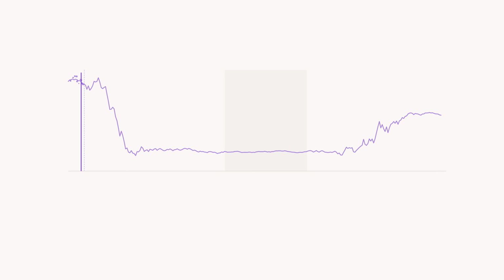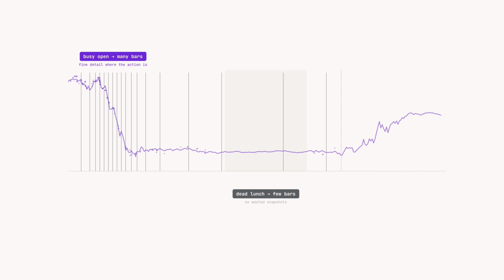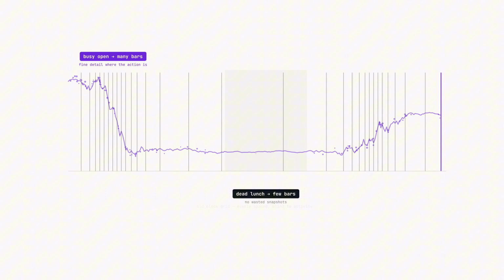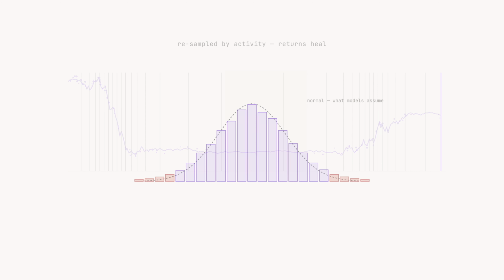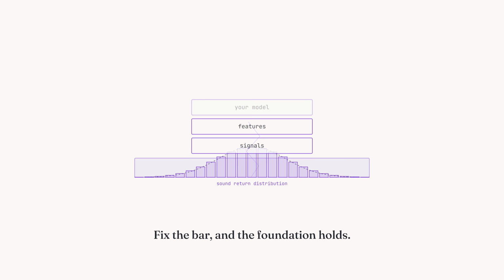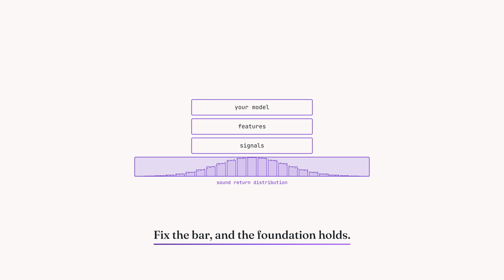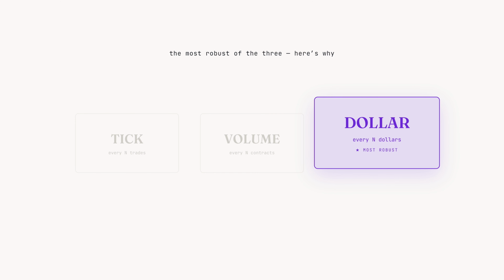Watch what this does. In the busy open, where lots happens fast, you get many bars, fine detail where the action is. In the dead lunch hour, you get almost none. You stop wasting snapshots on nothing. You've reallocated your sampling to where information actually lives, and the payoff is statistical. Returns sampled this way are much closer to normal, with stabler variance. The foundation stops cracking.